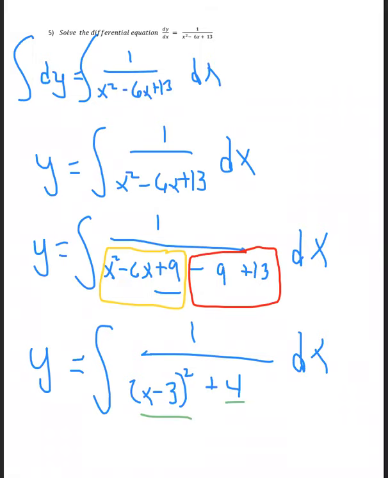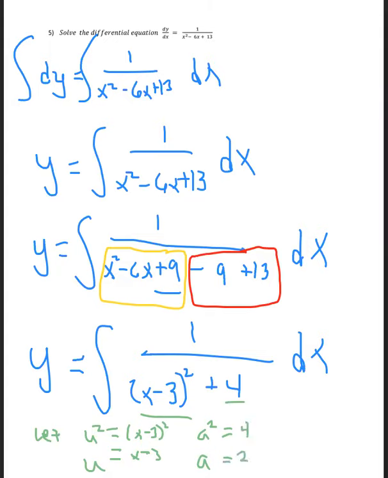So remember what I do. I like to write it on the bottom just so that I don't get confused. So u squared and u, a squared and a. u squared is x minus 3 squared. u is x minus 3. a squared is 4. a is equal to 2.